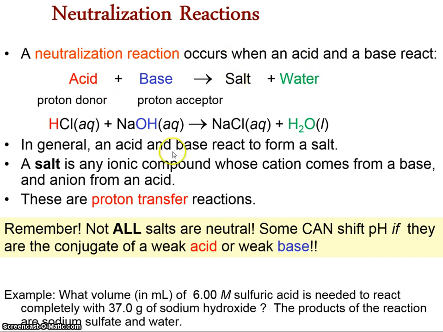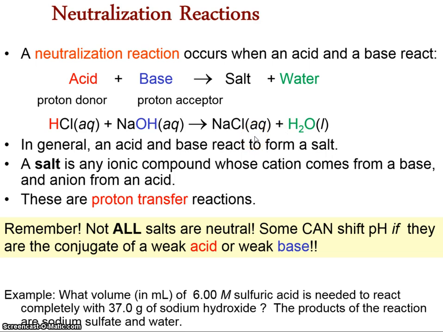Remember, an acid is a proton donor, a base is a proton acceptor. So here is our stereotypical go-to reaction, right? I've got my go-to strong acid, HCl. I've got my go-to strong base, NaOH, and they're going to form my go-to ionic compound, sodium chloride, right? Because I've got the conjugate base of the strong acid and the conjugate acid of the strong base, sorry, and NaCl and H2O.